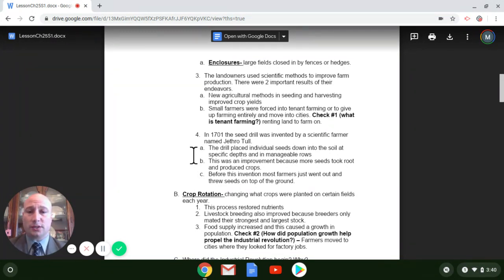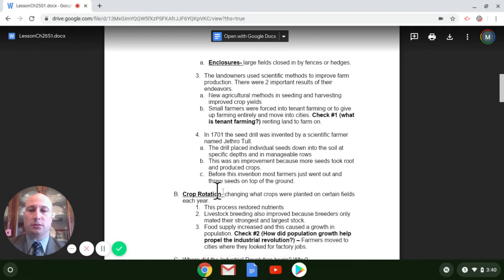This was changing the way that it used to be done because, before this invention, farmers would just go out and throw their seeds on top of the ground. This was called the casting method. And this improvement meant that more seeds, because they're being planted at certain depths in the ground, would take root and produce crops. Capital letter B is another agricultural movement called crop rotation.